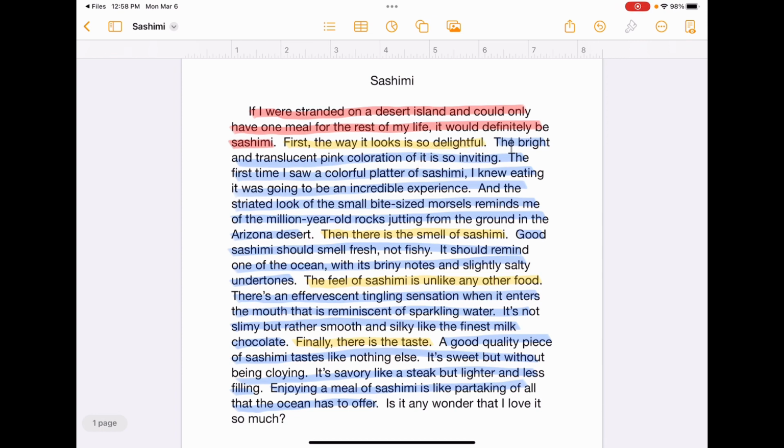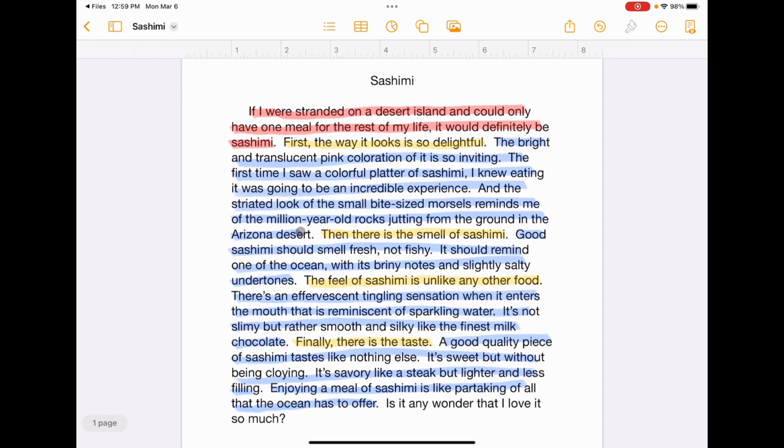Now, when I get to those blue sentences, there they are, okay? Now, let's just read through that. Notice how I'm using my adjectives. The bright and translucent pink coloration. Oh, those are all adjectives, aren't they? Are so inviting. The first time I saw a colorful platter of sashimi, I knew it was going to be an incredible experience. Colorful was one of my adjectives. And the striated look of the small bite-sized morsels remind me of the million-year-old rocks jutting from the ground in the Arizona desert.